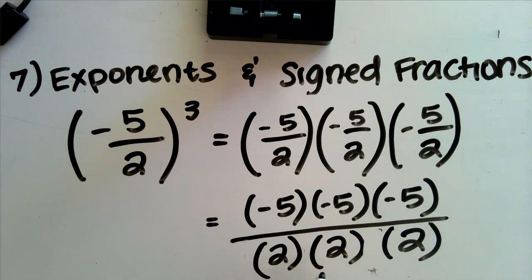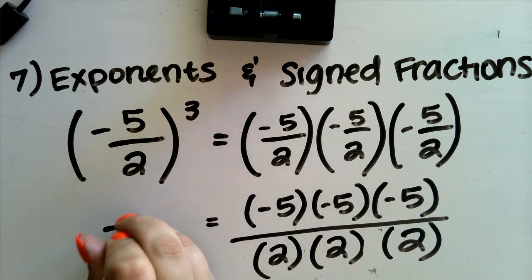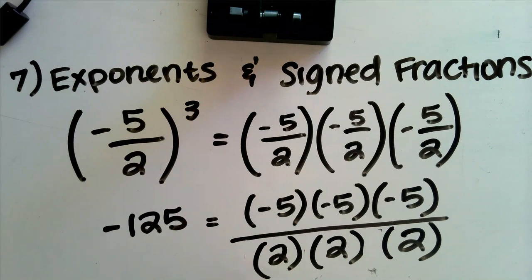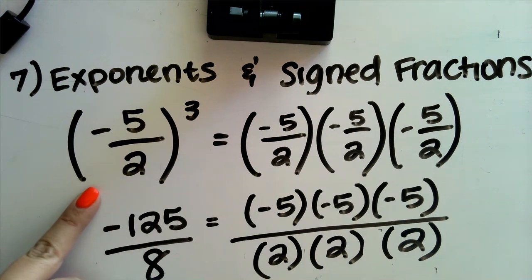So with that, let's go ahead and evaluate our numerator. We know that negative 5 times negative 5 is a positive 25. Positive 25 times a negative 5, we end up with negative 125. All over, now remember, we don't have to include any negatives in the denominator. 2 times 2 is 4. 4 times 2 is positive 8. So our result of negative 5 over 2 cubed, or to the third power, is negative 125 over 8.